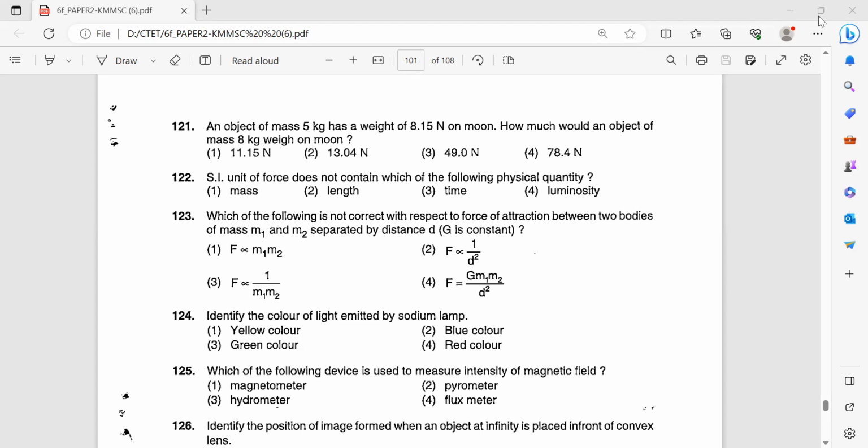Question 21. An object of mass 5 kg has a weight of 8.15 Newton on the moon. How much would an object of mass 8 kg weigh on the moon? Especially here, instead of reading the question properly, what we do is assume that the weight on the earth is 1 by 4th of the weight on the moon, right? So before that, just read the question properly. This we can solve using simple cross multiplication.